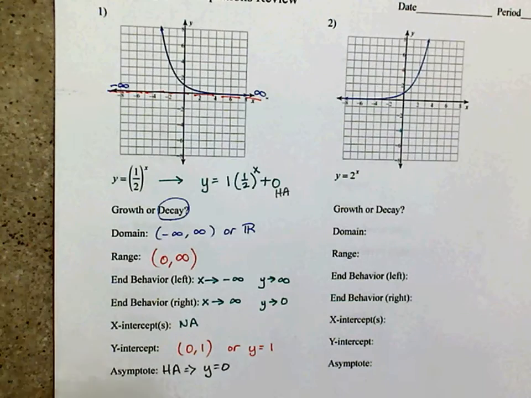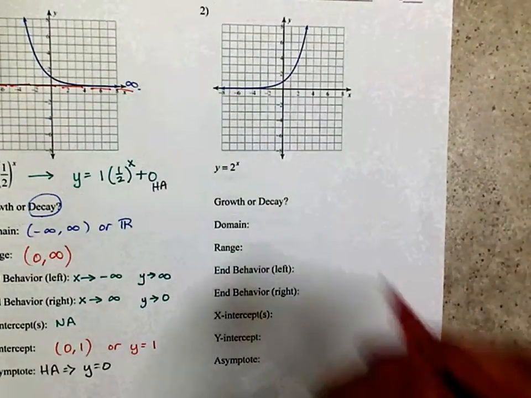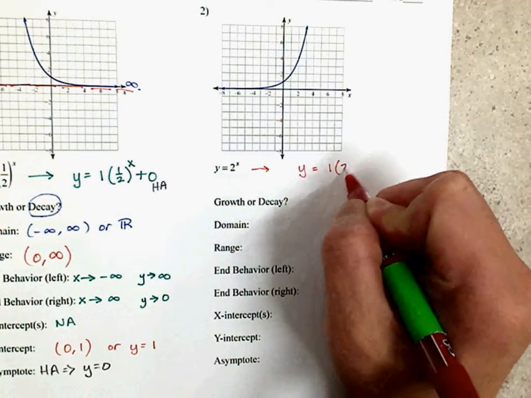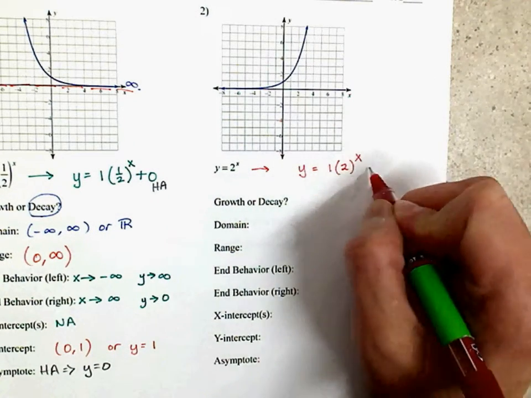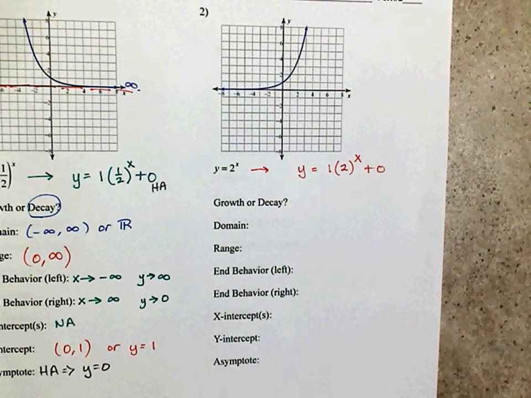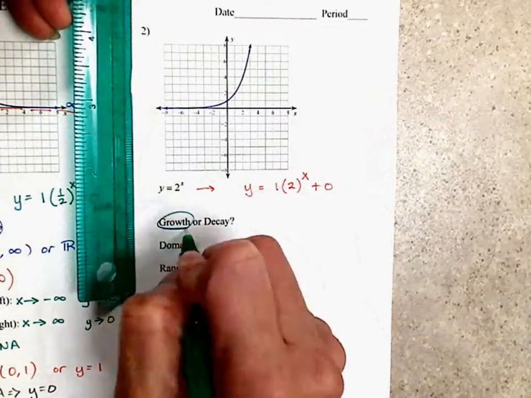Number 2. Let's look at the graph. Now, another way I'm going to write this is y equals 1 times 2 to the x. Your a is 1, and then your horizontal asymptote is 0. Those mean the same thing. All right. From your left, what is that graph doing? It is going up, so it is a growth.